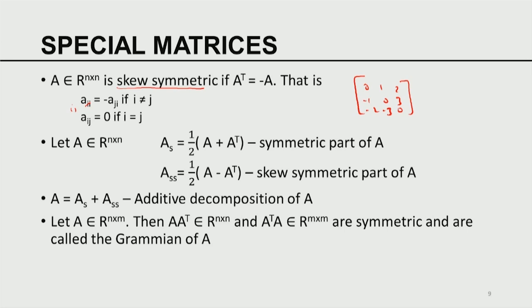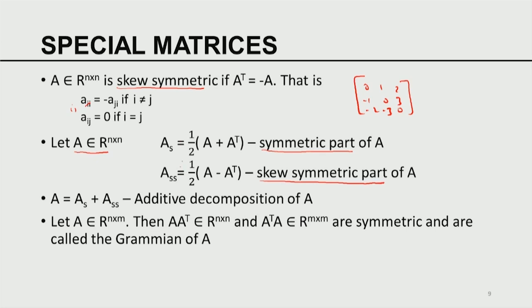There is a reflection, but with a sign change. So A_ij is minus A_ji. Given any matrix A, I can separate the matrix into two parts. One is called the symmetric part of A, another is called the skew symmetric part of A. The symmetric part is 1/2 of A plus A transpose. The skew symmetric part is 1/2 of A minus A transpose.